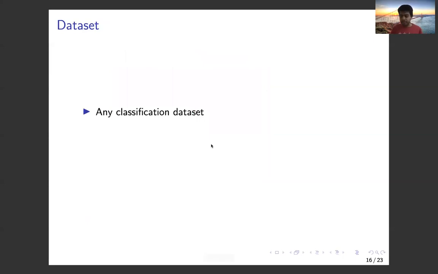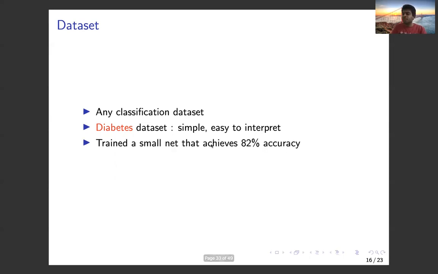Moving on to a more practical setting where we take a real world data set. First of all, we are free to choose any classification data set, because we are verifying a class dominance property, which says when class 1 will be output rather than class 2. Therefore we don't care what data set we are considering. For simplicity and ease of interpretation, we took a diabetes data set which has 768 observations and 9 or 10 features, and we train a simple neural network which achieves 82% accuracy on this data set.